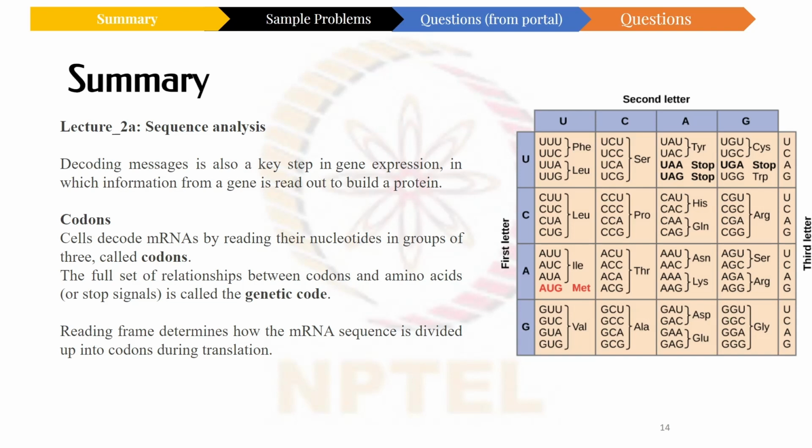And when we observe this, we have stop signals as well as a start signal. AUG, which is the universal start codon, encodes for methionine and initiates protein synthesis. And we have UAA, UAG and UGA as stop codons, signaling the termination of protein synthesis.